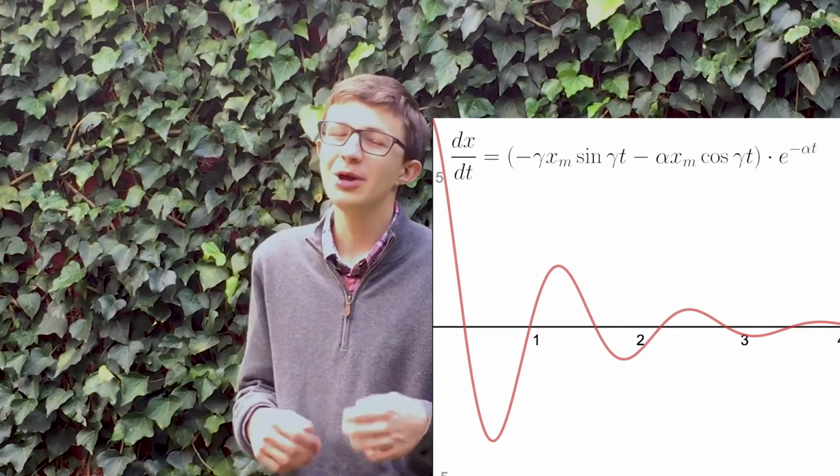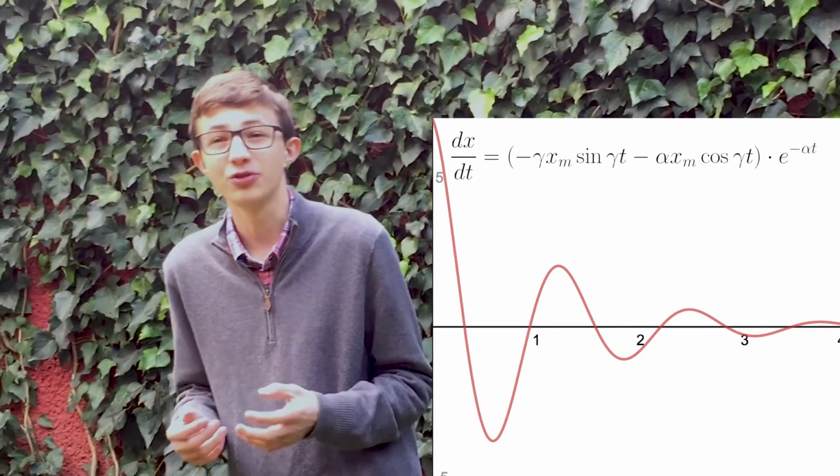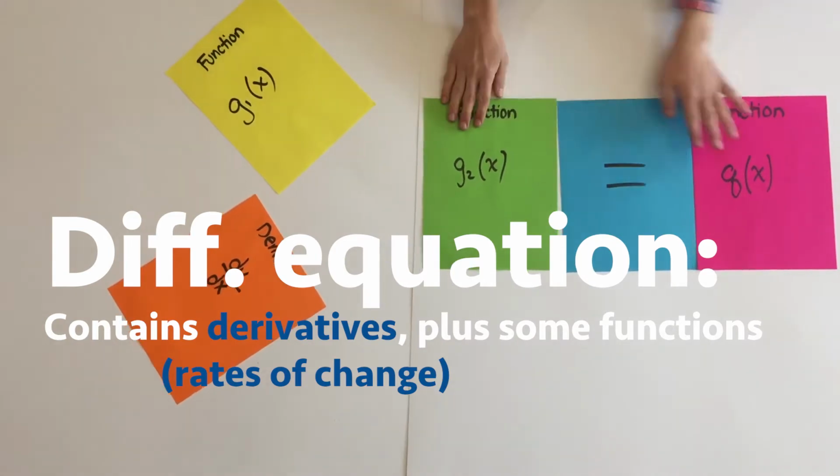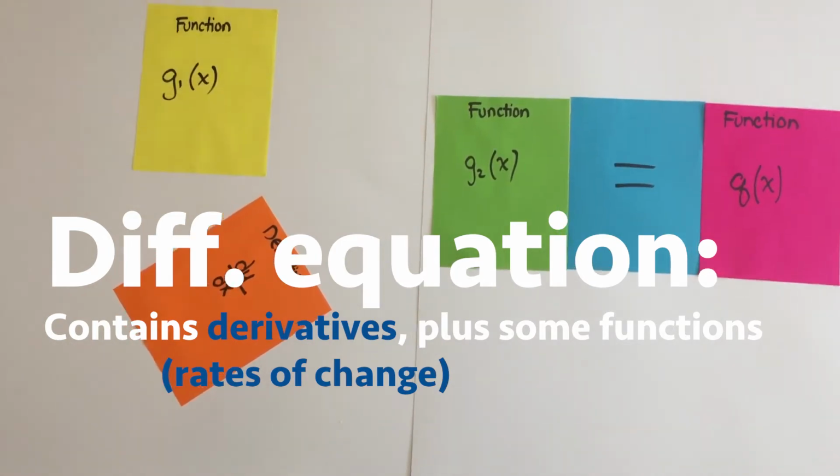Okay, enough with derivatives. Now, why do we need differential equations? Sometimes things change based on how others are changing. We know this from experience, right? When things move, they make other things move. So what's a differential equation? It's an equation that contains derivatives along with some functions.